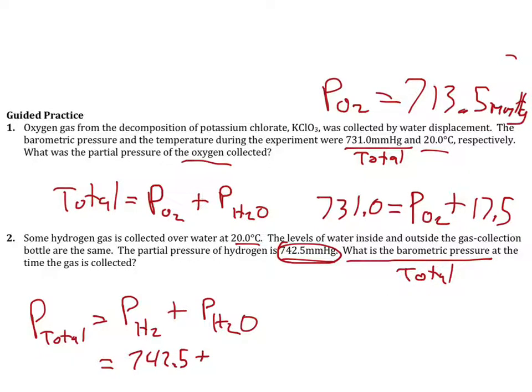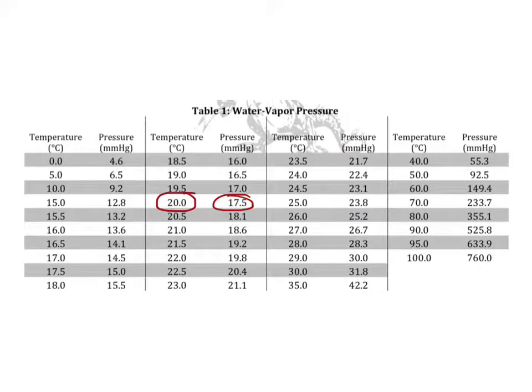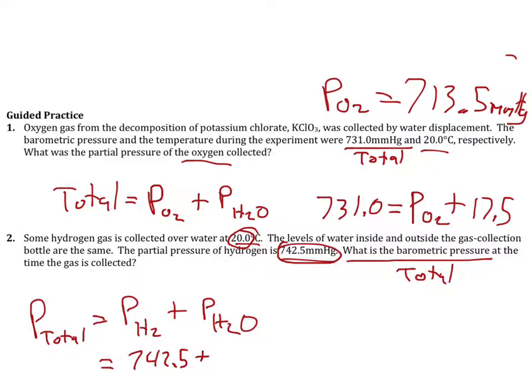and we have to add whatever the partial pressure of the water is, which again, it's at 20 degrees Celsius. So if we look at our chart, it happens to be the same thing as the last problem, 17.5. And so we add 17.5. And when we type that in the calculator, we end up getting 760 millimeters of mercury. And that's all there is to it.